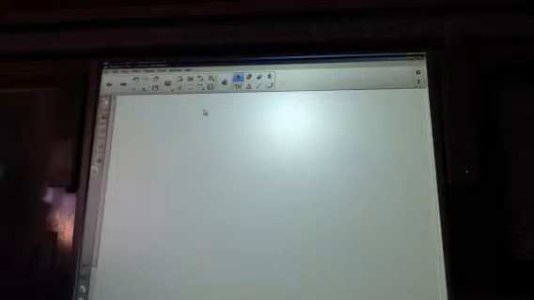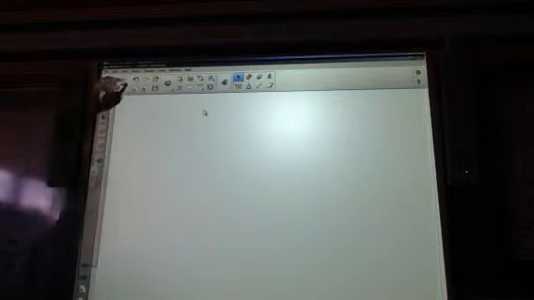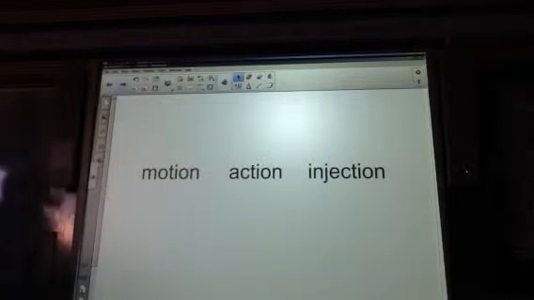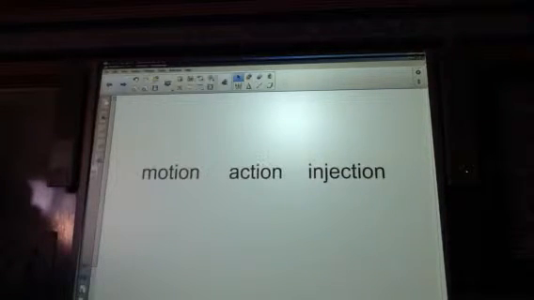Echo these words and listen to the sound in the final position. Motion. Motion. Action. Action. Injection. Injection. What do you hear in the final position? Shun. Let's look at these words and see what's making the shun sound. T-I-O-N. That's right. The letters T-I-O-N are making the shun sound.